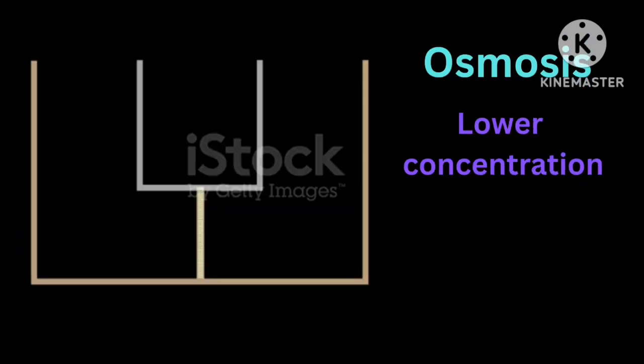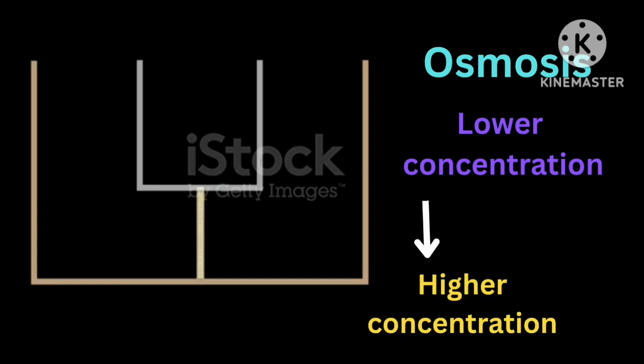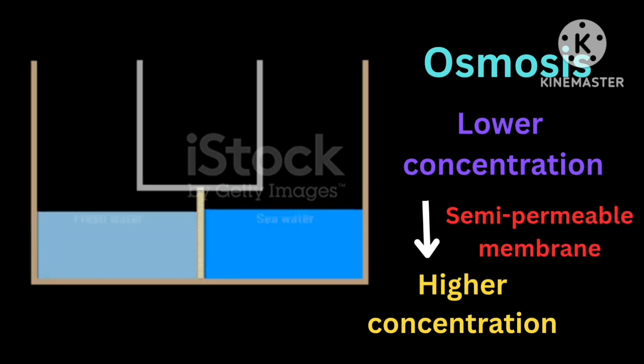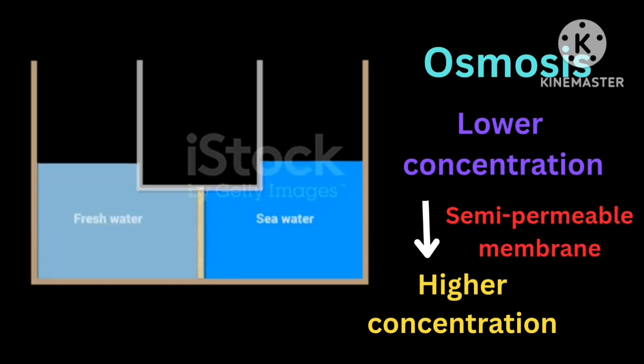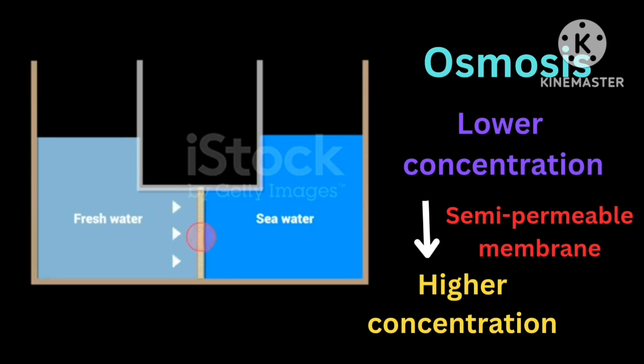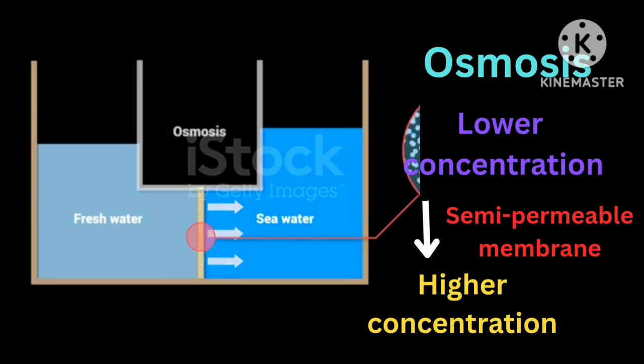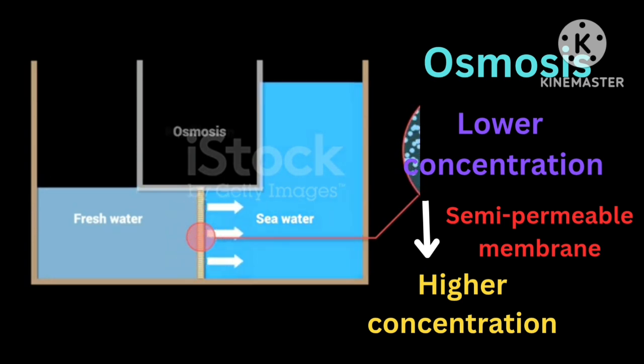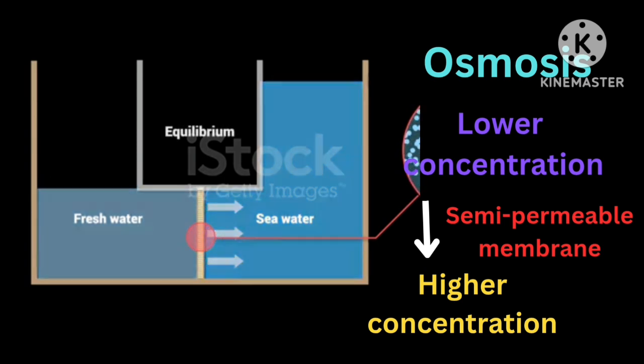The movement of water molecules or solvent molecules from lower concentration to higher concentration through a semi-permeable membrane is called osmosis. Here in this video we can see there is a middle membrane which is a semi-permeable membrane. One side of the membrane contains fresh water and another side contains seawater. As we all know, seawater is more concentrated than fresh water, so the fresh water passes through the semi-permeable membrane and the level of the seawater increases. It continues till an equilibrium is established on both sides.